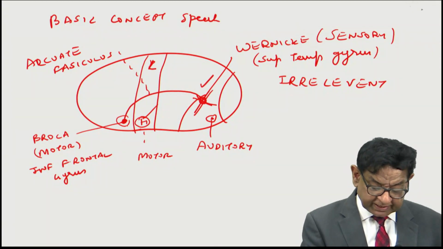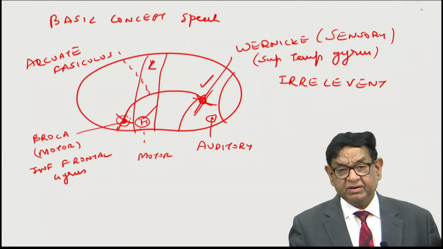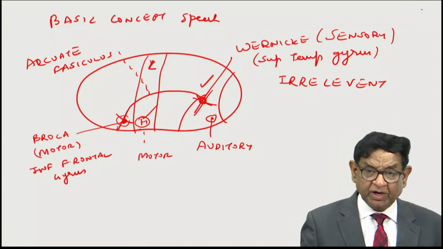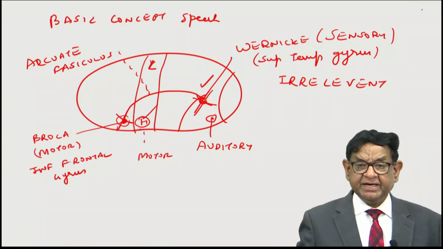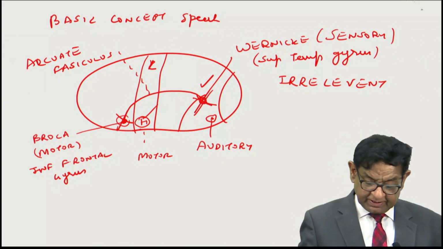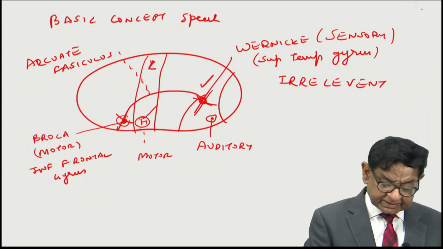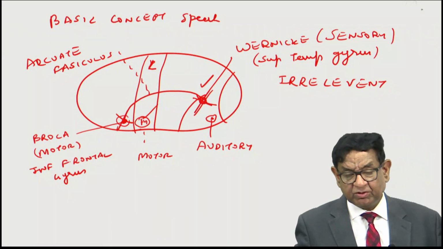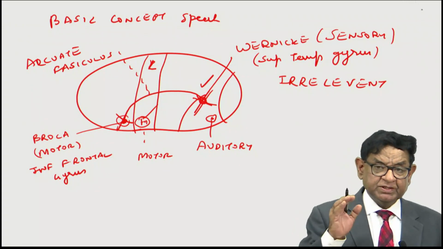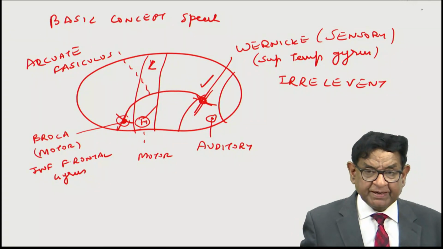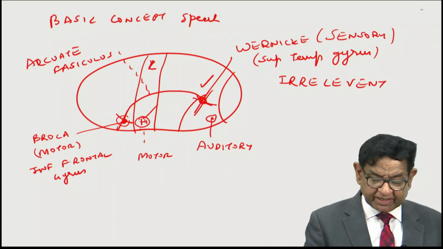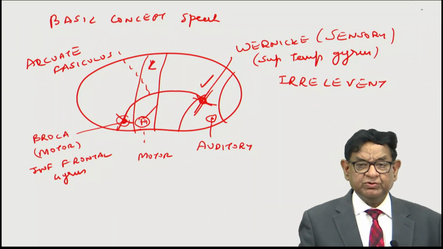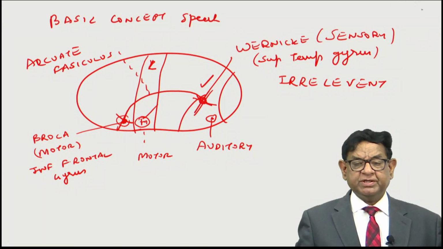Suppose this is all right, and this is damaged due to any reason. You ask, what is your name? Your words go here, your words come here. He understood what is your name. Now the message comes to Broca's area, but it cannot give a command to the vocal cord and lips. You say, what is your name, and he will just keep on watching you.